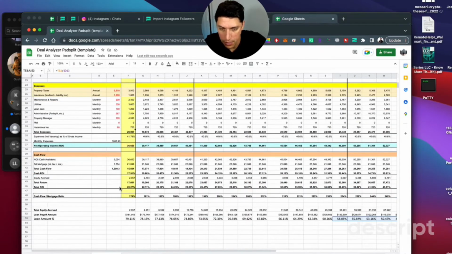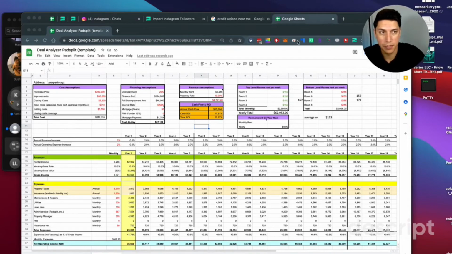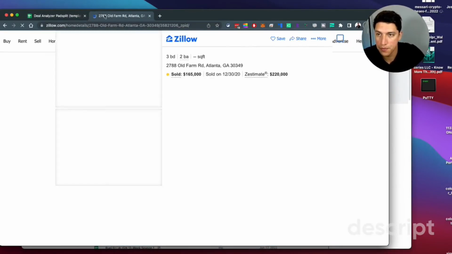Okay, so we have officially gone through and taught you how to use this sheet. I wanted to teach you guys something about Zillow. So let's say you're on Zillow.